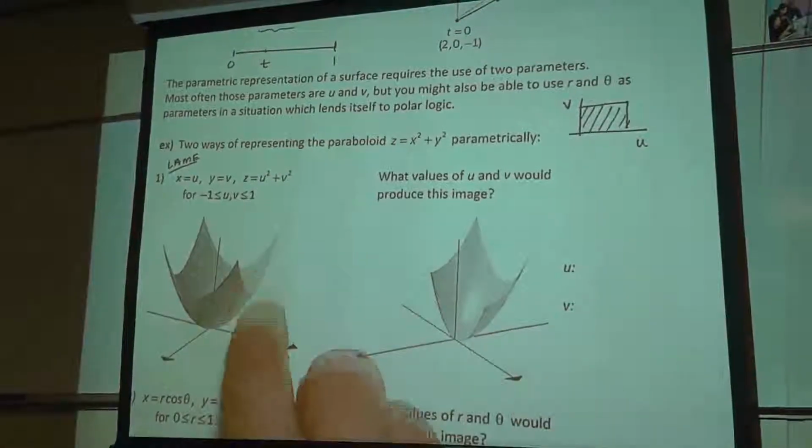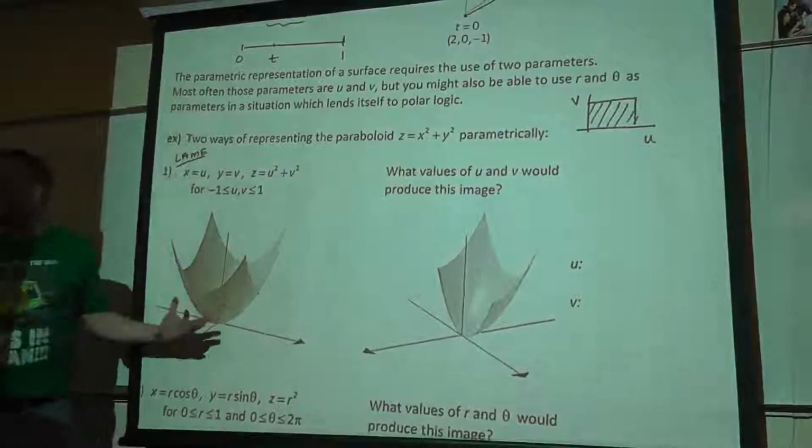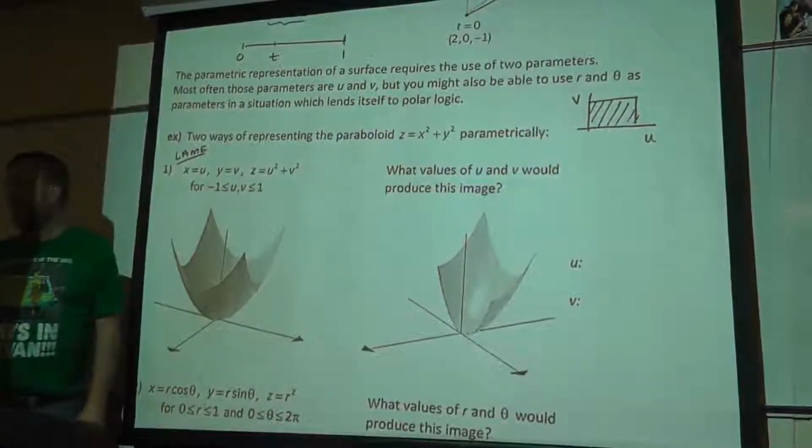Okay, this one is produced... this inequality looks a little loopy, but it tells you the image you see here is based on u and v going from -1 to 1.